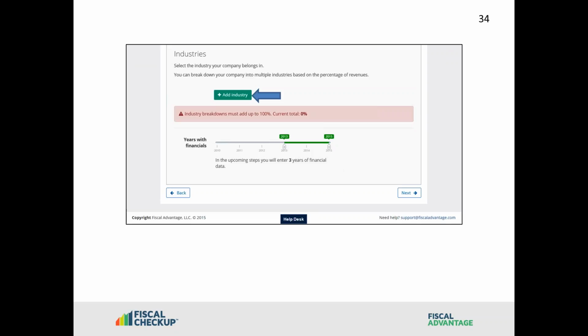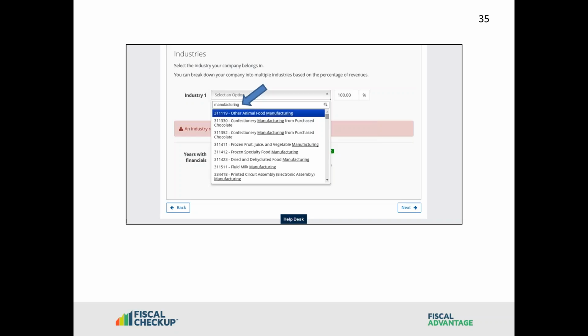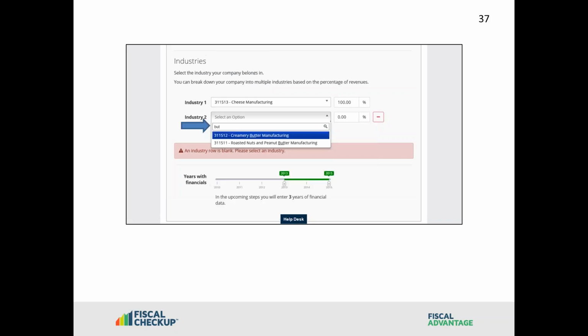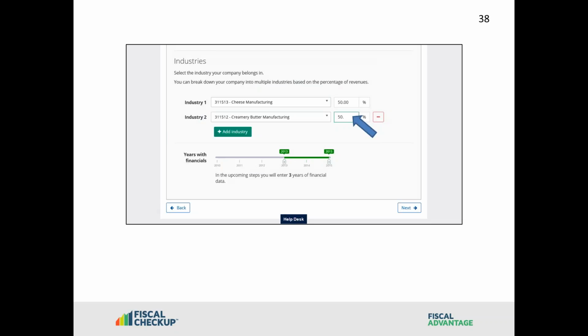The next section of the Company tab allows you to select up to 5 NAICS codes. This portion is also used when creating the free Industry Comparables Report or the free Fiscal Report Card. You can type in a keyword and see all the options with that word, or if you know the NAICS code, you can start entering it. The more numbers you enter, the shorter the list. You can then choose a second NAICS code by typing a word or the appropriate code. If you enter more than one code, you must enter the percentage of revenue for each code. Make sure it adds up to 100%.